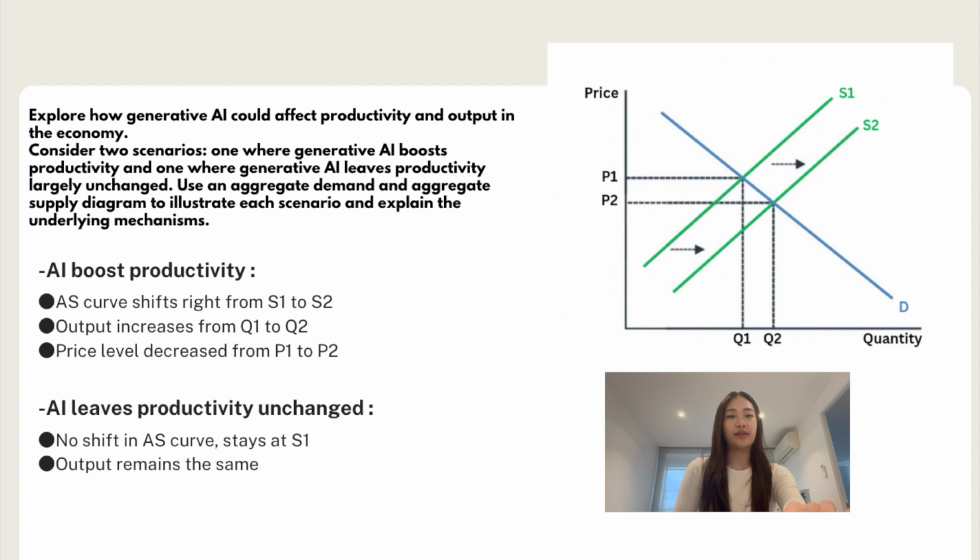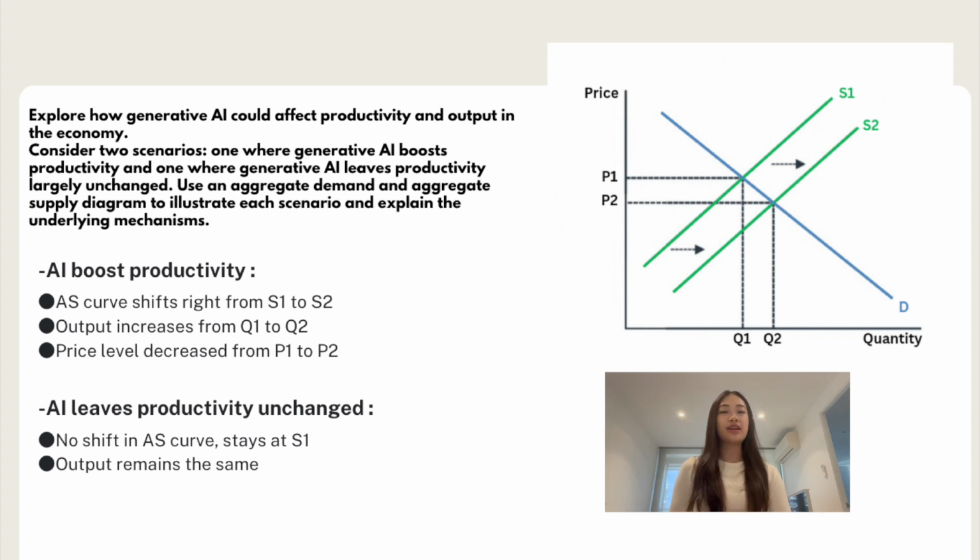AI boosts productivity. As curves shift from S1 to S2, representing increased productivity, output increases from Q1 to Q2. More goods and services are produced. Then, price level decreases from P1 to P2, reflecting lower production costs and cheaper prices. AI automates tasks, improves efficiency, makes everything faster, and enables economic growth through higher productivity.